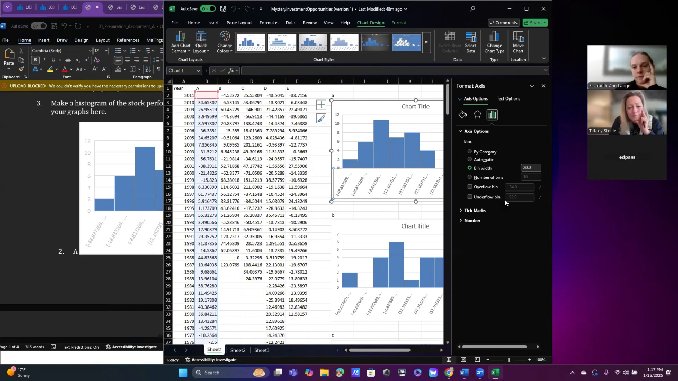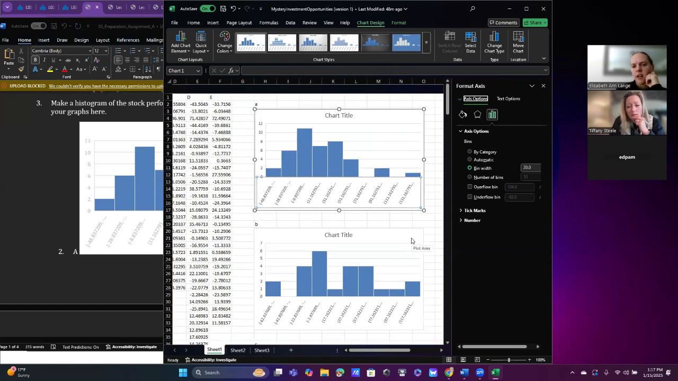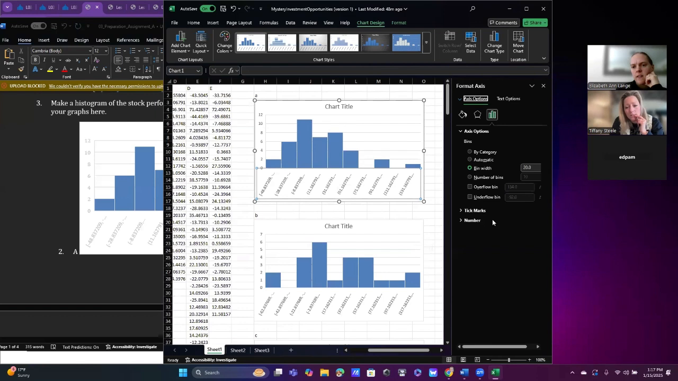Do you know how to get to how to format your axis? Yeah. Okay, so put your number of bins to 10 and then your bin width. I don't know why automatically, I don't know if bin width... See, number of bins. I have 20. Let me do 10 and see if that makes a difference. And then bin width.